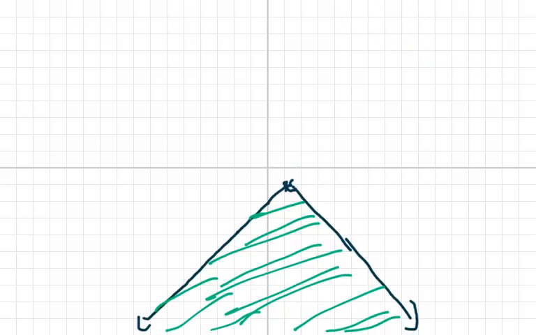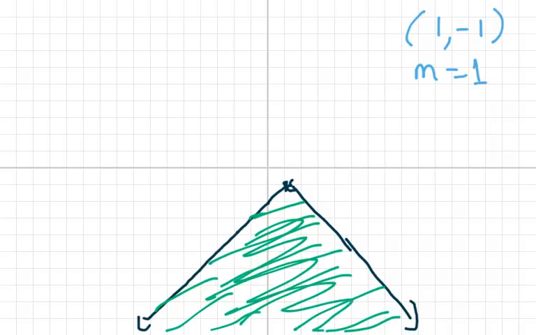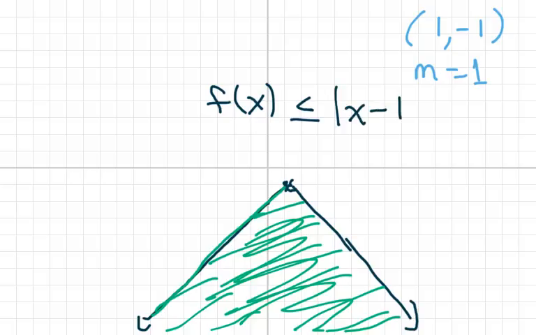And then the last one, our vertex is 1, -1. Our slope is 1. It's an inequality because I have this shading going on here. So my equation is going to be f of x is less than or equal to, because this is a solid line right in here. This is solid. So less than or equal to. We don't have to put the 1. Absolute value of x minus 1 plus 1.